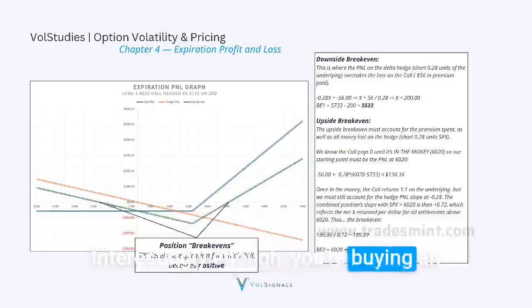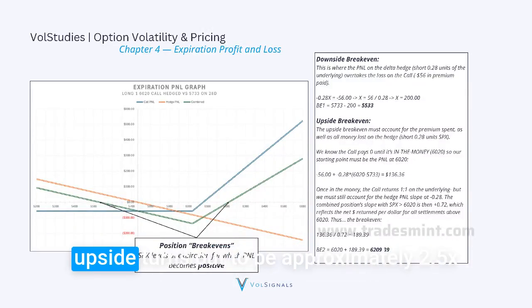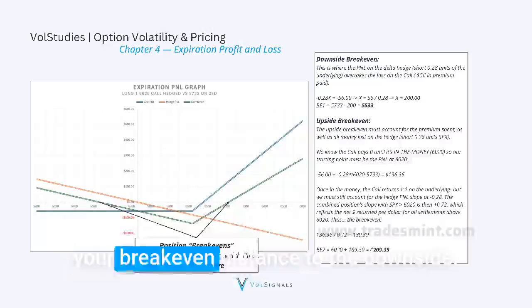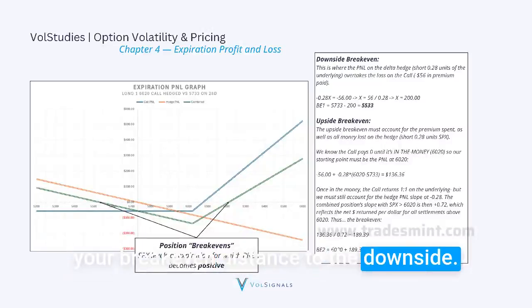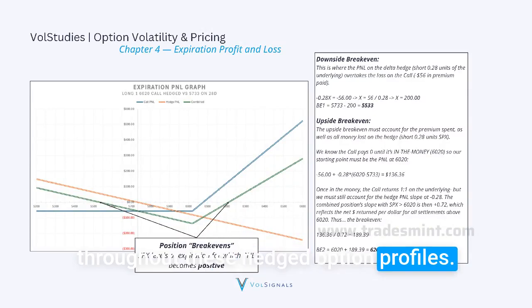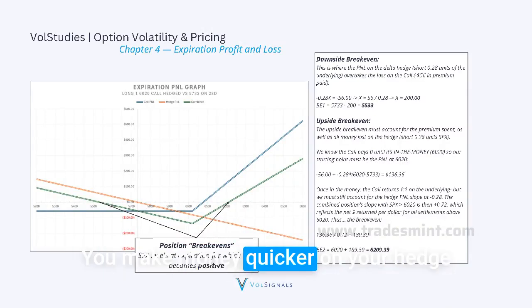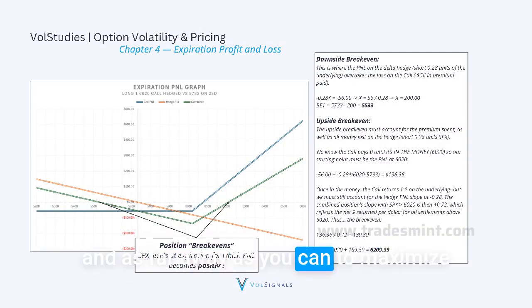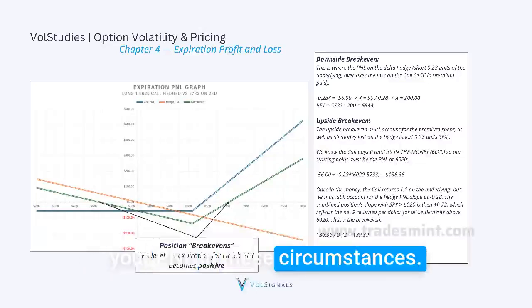Interestingly enough, you're buying an upside call, but your break even to the upside turns out to be approximately 2.5 times your break even distance to the downside. This speaks to what you'll often see throughout these hedged option profiles. You make money quicker on your hedge when you're buying options out of the money. You want to move in the opposite direction and as far away as you can to maximize your P&L in these circumstances.